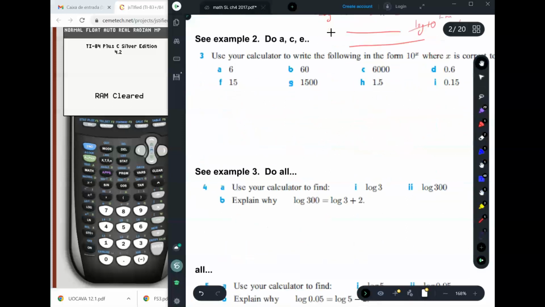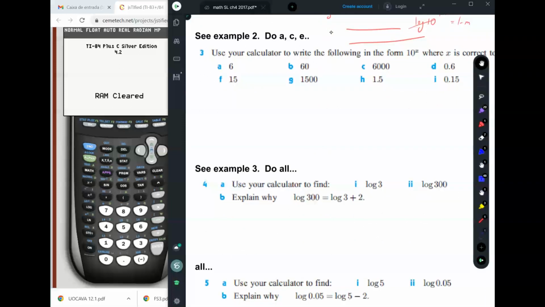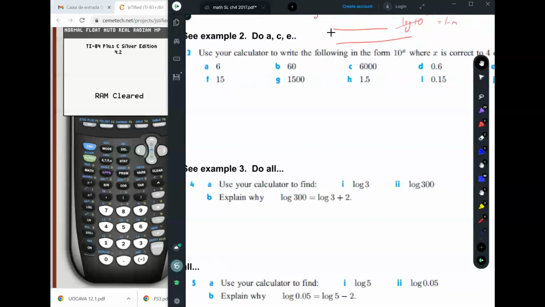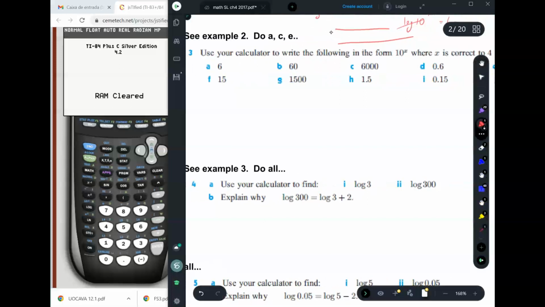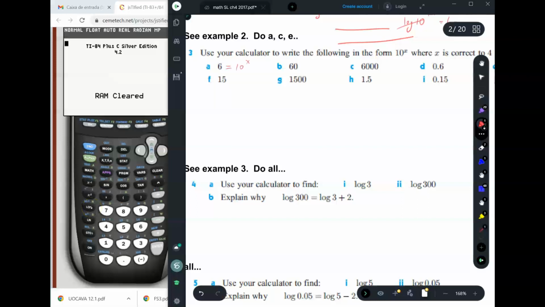Okay, now we're going to use our calculator to do some of these. So use your calculator to write the following in the form 10 to the something, 10 to the x, where x is correct to 4 decimal places. Okay, this is just to get you started using the log function on the calculator. The log function on the calculator, you use this button that says log on it, or ln if you're using natural log. So in this case, we're doing log base 10. We're just going to do a, c, and e.